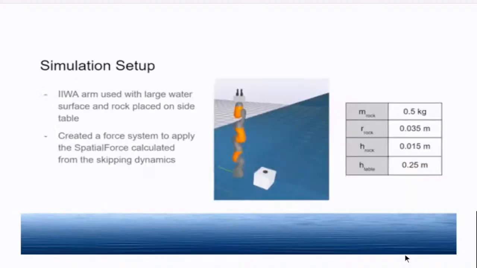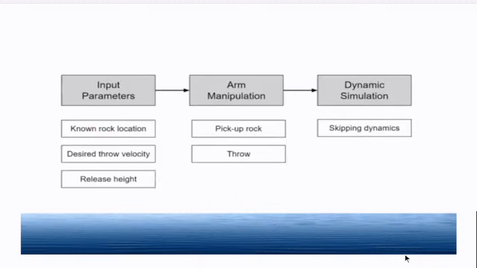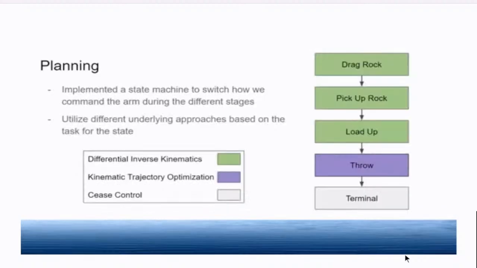For our simulation setup, we have the IIWA arm positioned next to the water surface and table. Based on the dynamics, we chose a flat hockey puck shape for our rock and centered it on top of the table. Behind the scenes, we implemented a force system to apply the spatial force from the water. Here is the general flow of our system where we specify parameters, such as the known rock location, desired throw velocity, and release height. We then manipulate the arm to pick up the rock and throw it with the desired parameters. Lastly, we simulate the skipping dynamics.